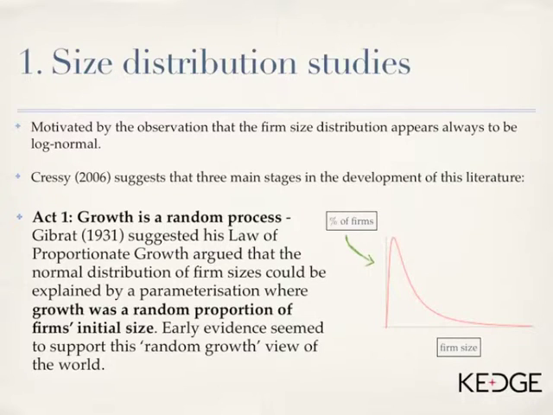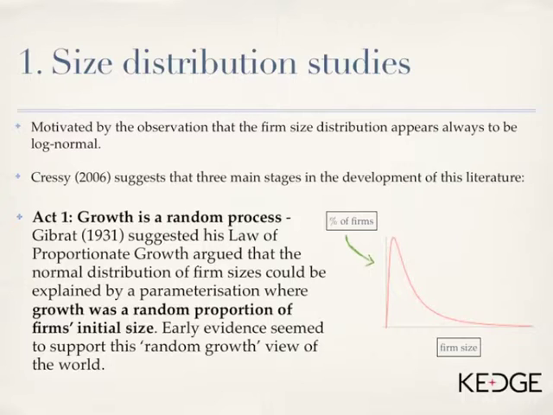For the remainder of this very short session, let's look at size distribution studies. Size distribution studies are motivated by the observation that firm size distribution always appears to be log normal. Cressy, in 2006, has suggested that this literature has developed over 3 stages of development.